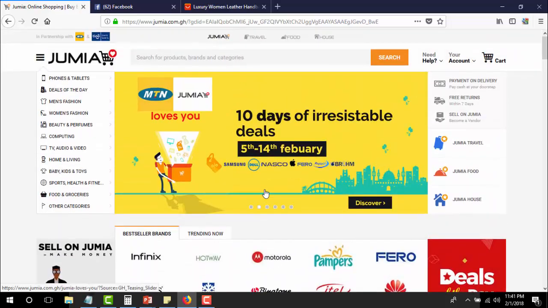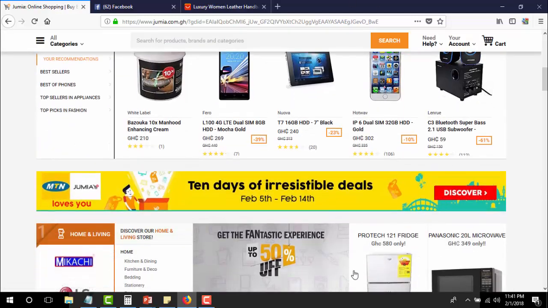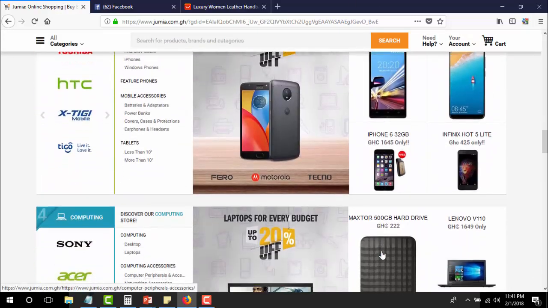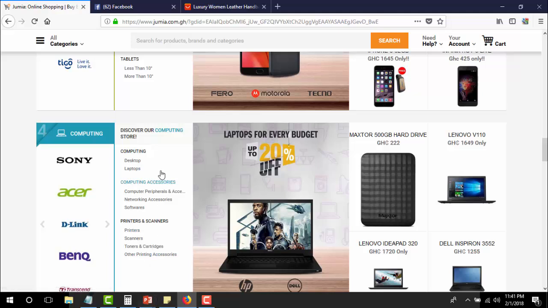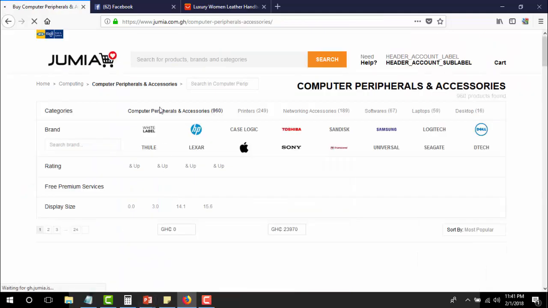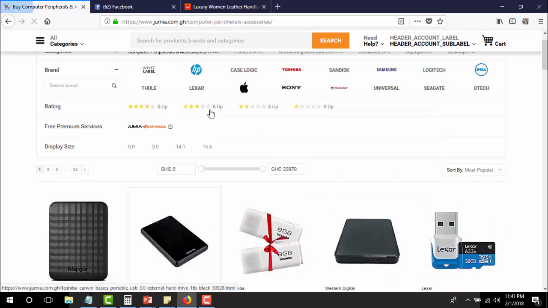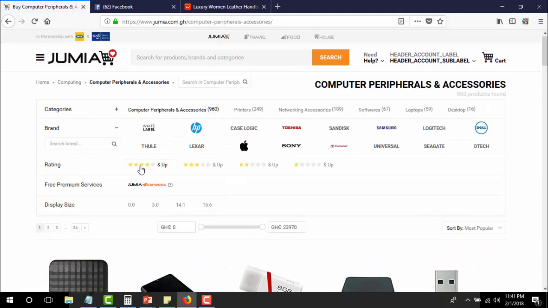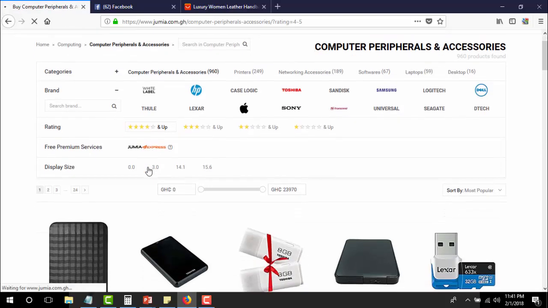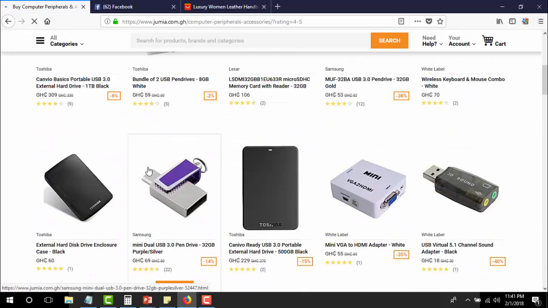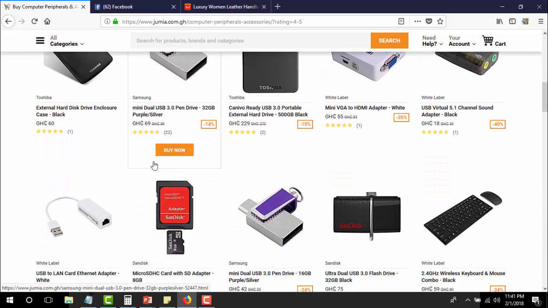So like I said, these are front end. You can go through and find accessories and see, let's say, computing accessories. Let's choose this category and see. So you can select by the stars. The stars will tell you that more people are buying it. So you can go ahead.